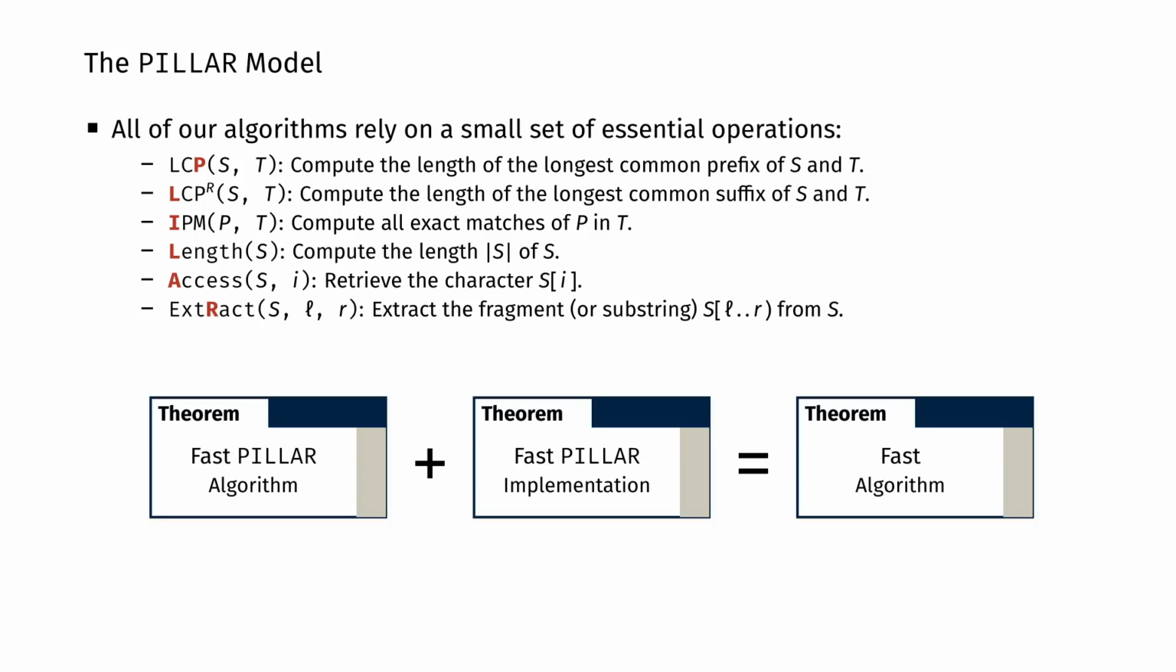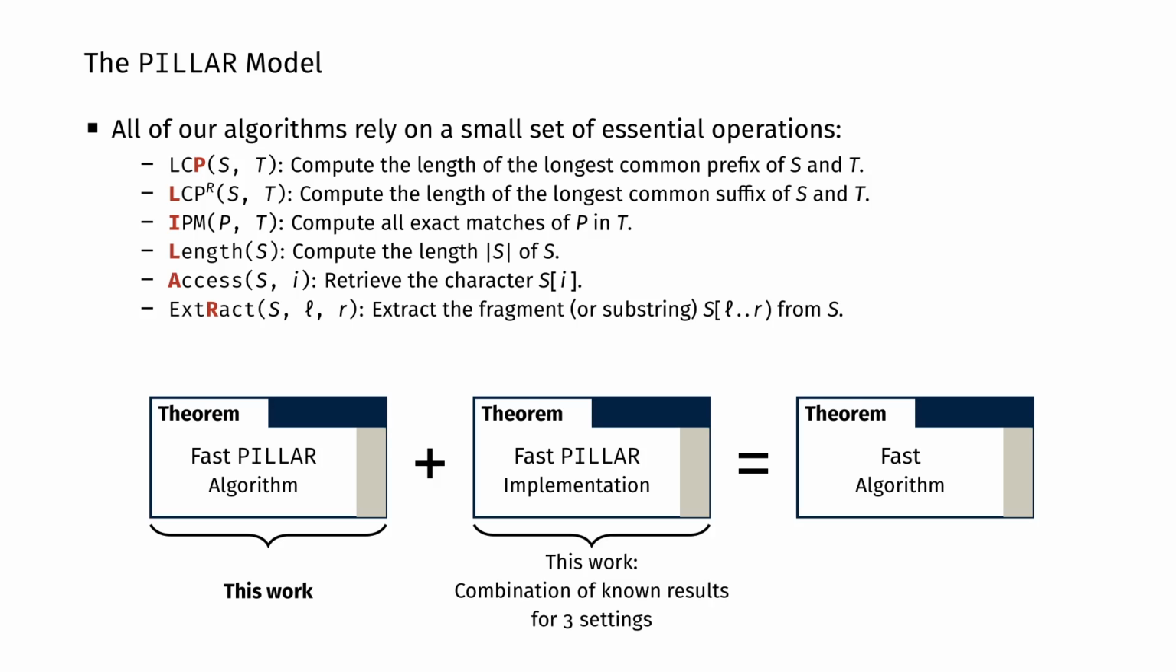Now, how is this pillar model useful? We use the pillar model as follows. First, we give fast algorithms using only the pillar model operations. Second, by combining existing tools, we obtain fast implementations for the pillar model in 3 different settings. Note that these implementations themselves are much easier compared to writing down our algorithms for each setting separately. Note further that once you implement the pillar model operations in your setting of choice, you get fast approximate pattern matching algorithms essentially for free.